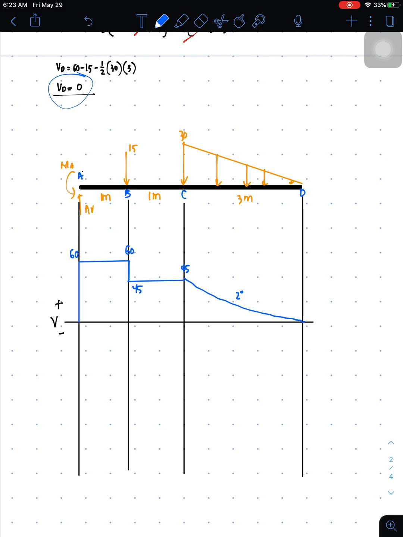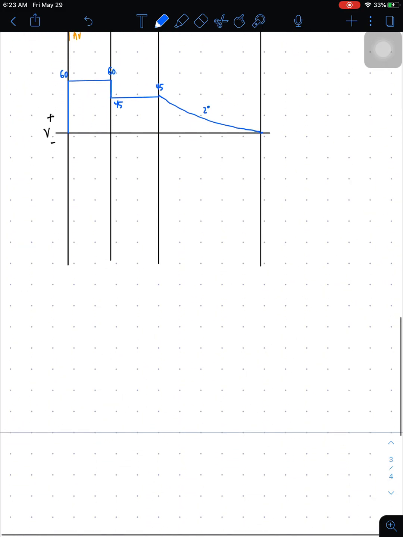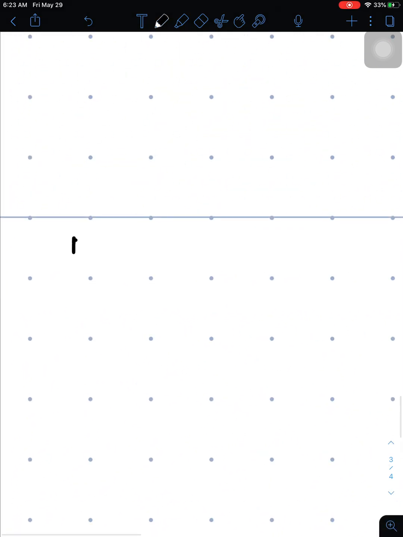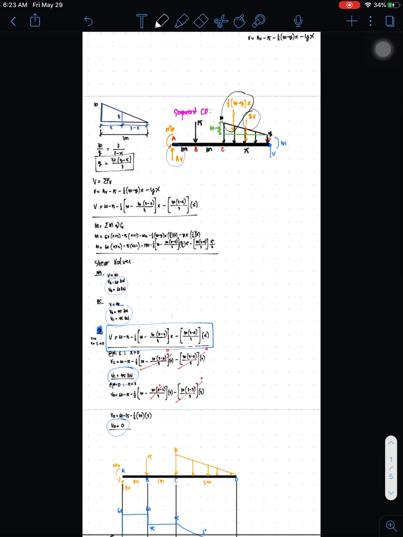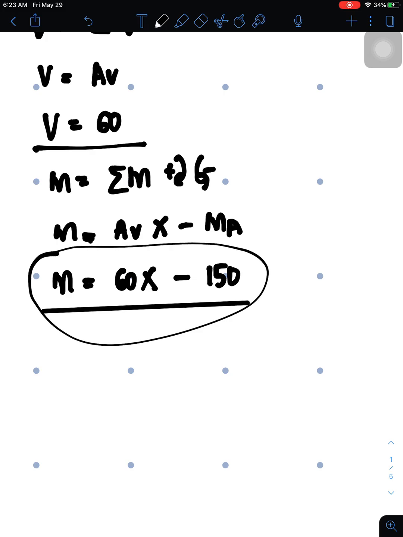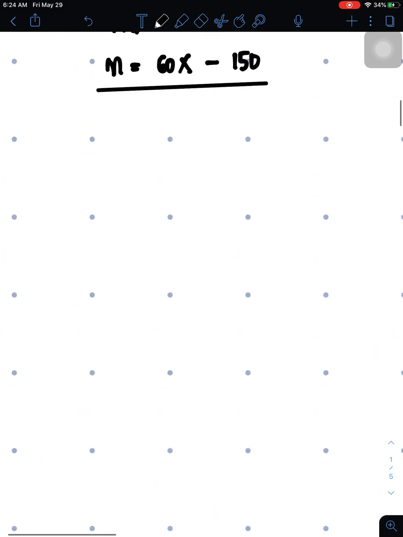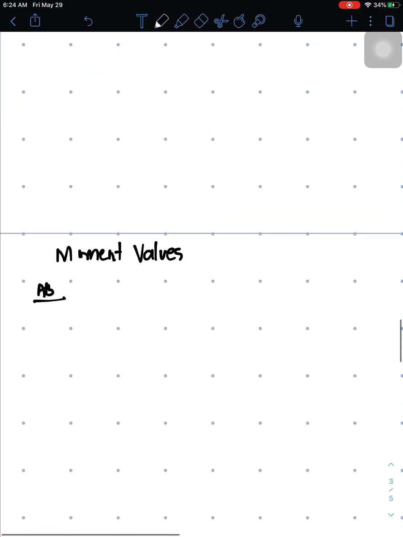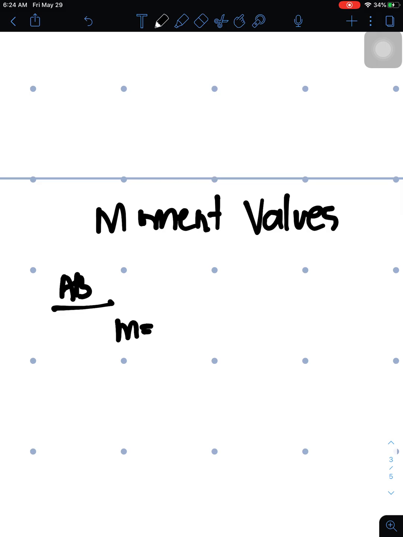Next, proceed now with moment. So how do we plot moment? Magsugod ta sa moment values. So starting here, moment values with segment AB first. So unsa may moment equation sa AB? This one. The moment equation for AB is 60x minus 150. So moment is 60x minus 150.